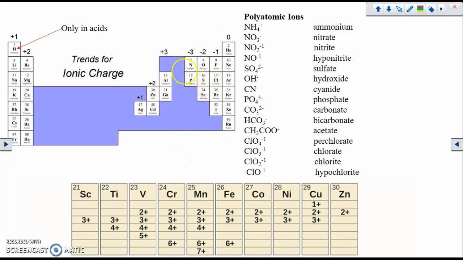However, the flip side is groups 15, 16, and 17. Group 15 would like to gain 3 electrons. That's why nitrogen and phosphorus are -3 in ionic compounds. The only exception, folks, is hydrogen. Hydrogen does not have a +1 charge unless it is in an acidic solution.